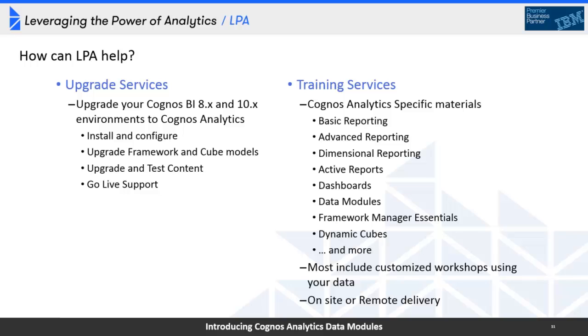The other thing we can do is we can train you on these new tools. As you saw, the reporting tool has changed. It's combined Report Studio and Cognos Workspace Advanced. Those 2 tools are no longer distinct. And so, learning how to use those for basic reports, for advanced reports, for reports from cubes, and for active reports are all courses that we have specific to the version 11 software.